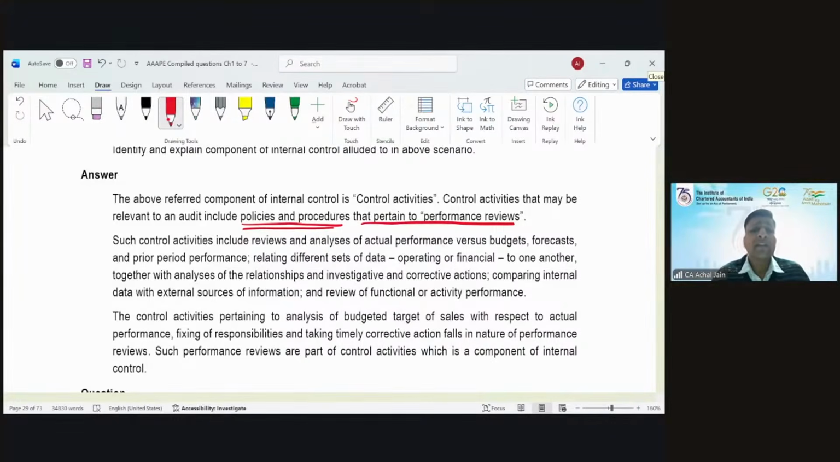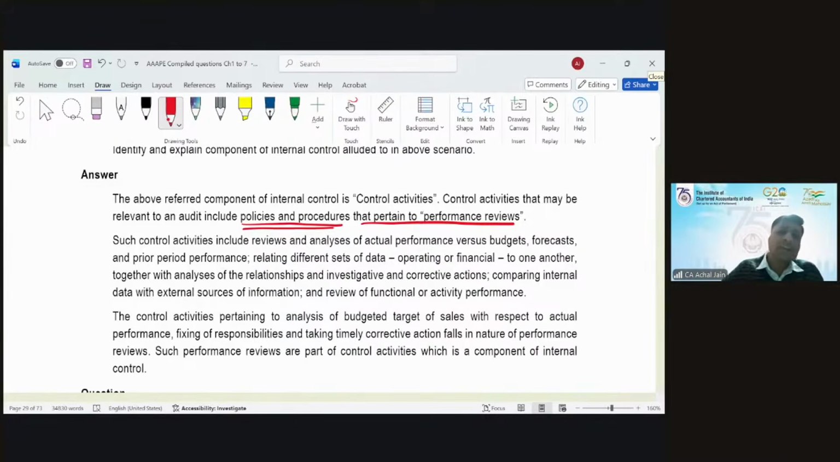The control activities pertaining to analysis of budgeted target of sales with respect to actual performance, fixing of responsibilities, and taking timely corrective action fall in the nature of performance reviews. Clearly, such performance reviews are nothing but a part of control activity, and control activity is a part of internal control.